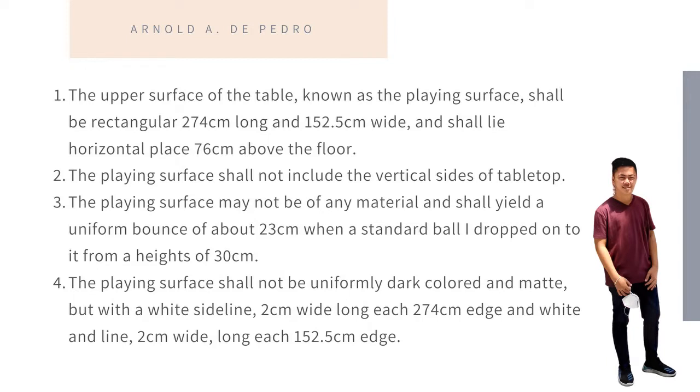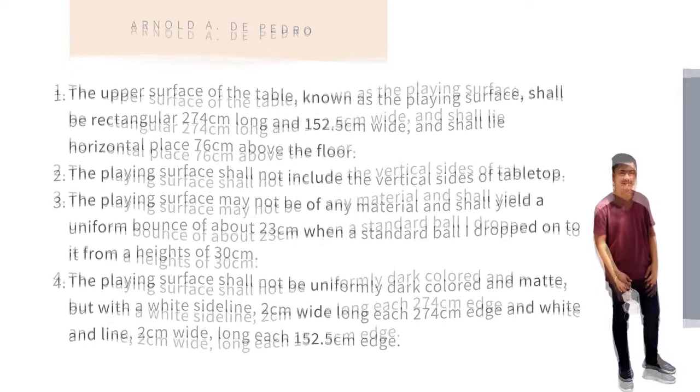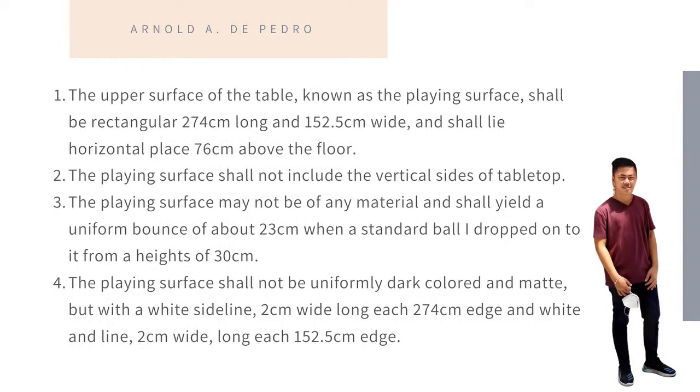and 152.5 cm wide, and shall lie in a horizontal plane 76 cm above the floor. Number 2. The playing surface shall not include the vertical sides of the tabletop. Number 3. The playing surface may be of any material and shall yield a uniform bounce of about 23 cm when a standard ball is dropped onto it from a height of 30 cm.